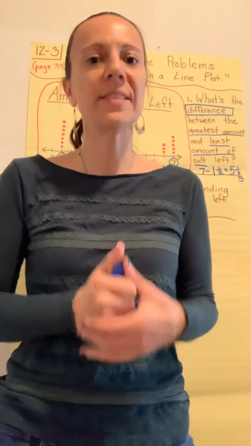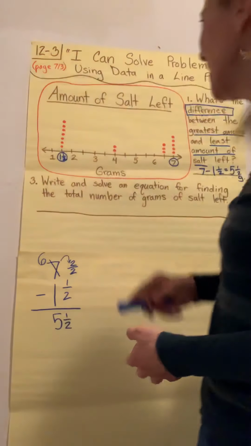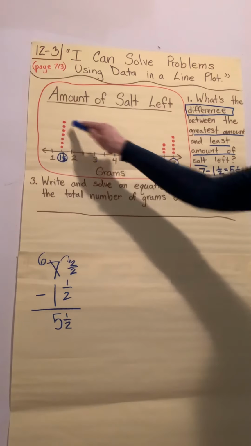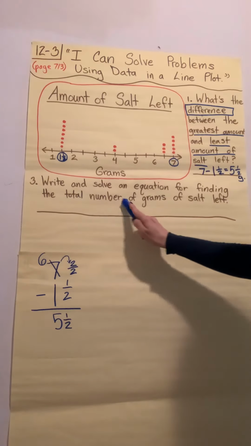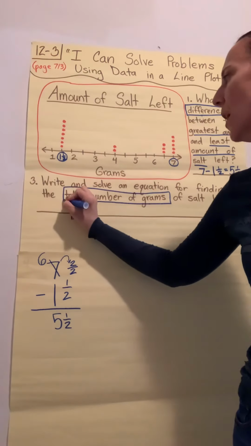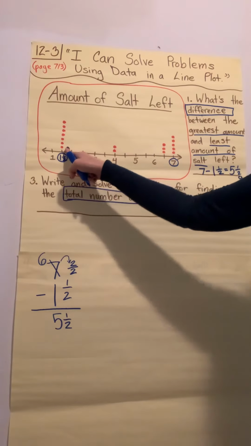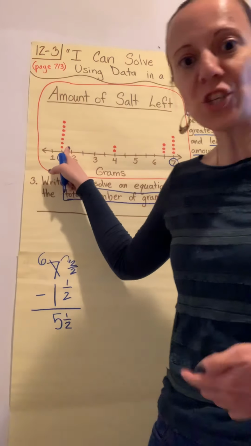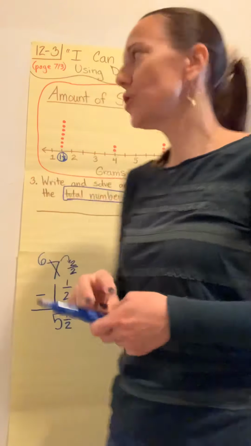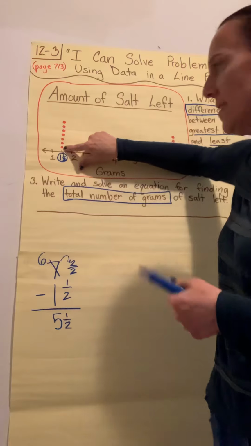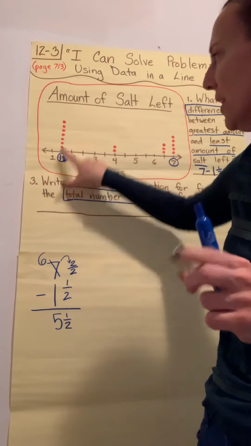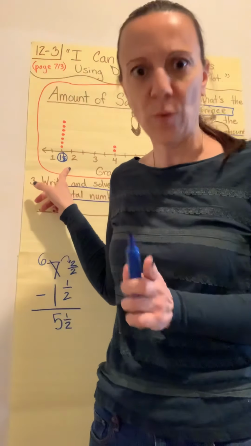This is not as simple as counting up dots, because it's not asking you how many containers. It doesn't want the total number of containers, then I would be counting up dots. It wants the total number of grams of salt left. So I'm not just going to count every dot as one. I'm going to count each dot as whatever its value is on the bottom of the line plot. So for example, this dot here is not 1 container because I'm asking about grams. This dot here is 1 1/2 grams.